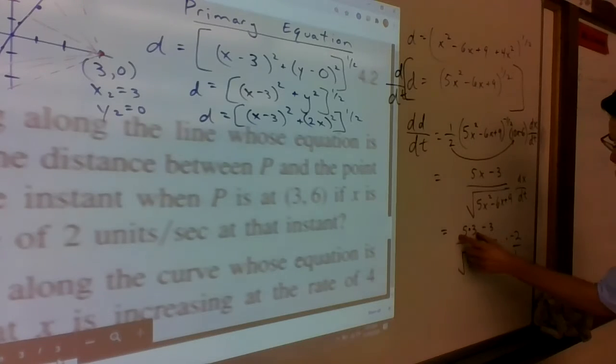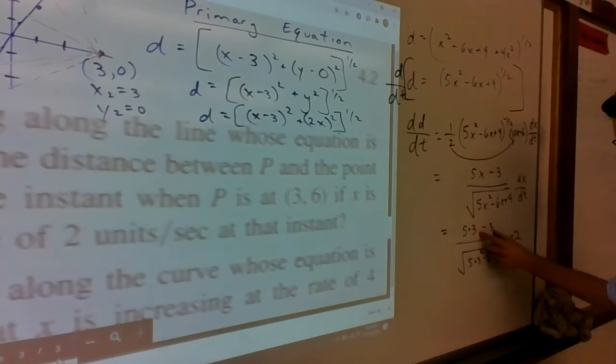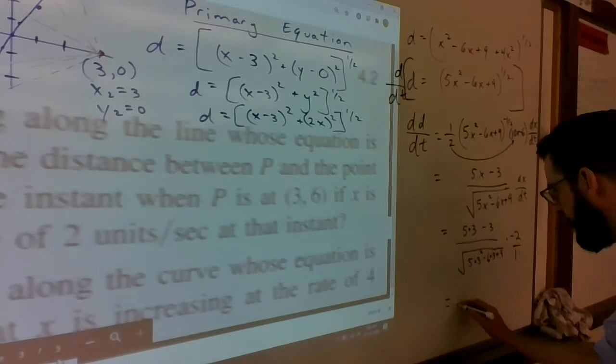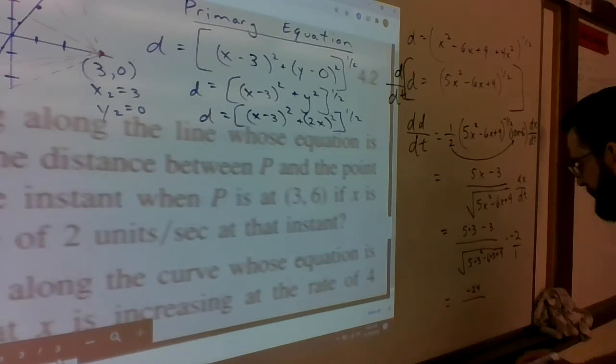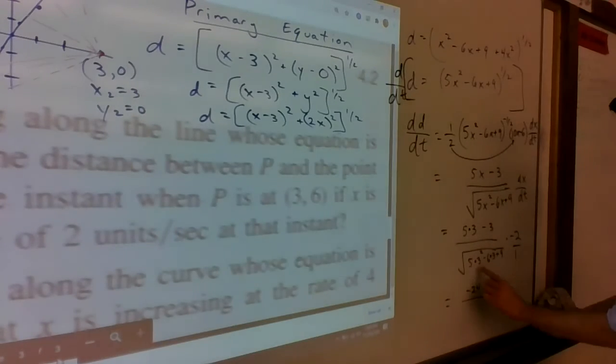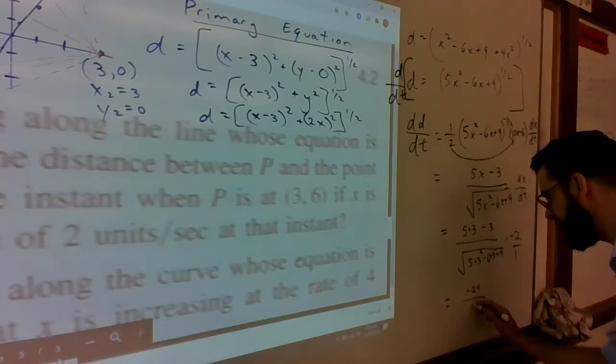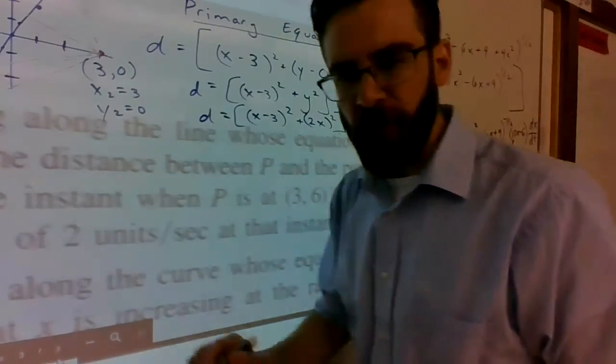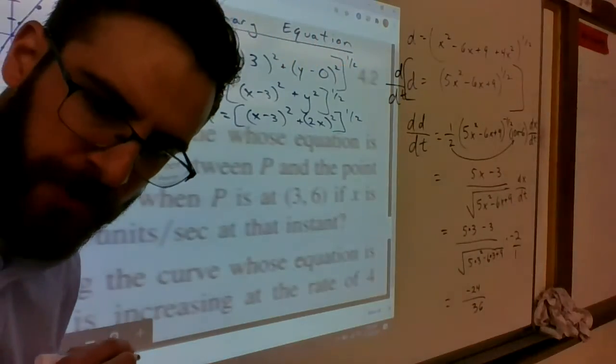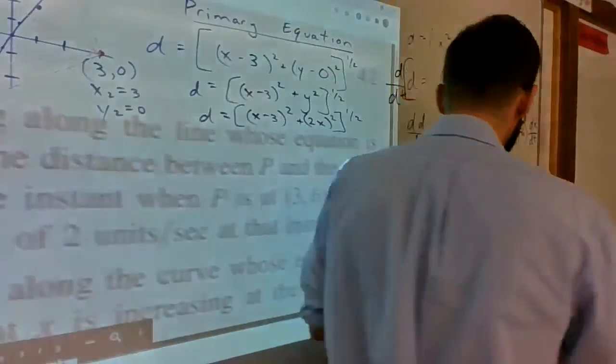So this is going to be 15 minus 3, which is 12. 12 times negative 2 is negative 24. That's going to be our numerator. In the denominator, it's going to be 5 times 9, which is 45. 45 minus 18 is going to be 27. 27 plus 9 is 36. We got negative 24 over 36. That's going to reduce down to negative 2/3.